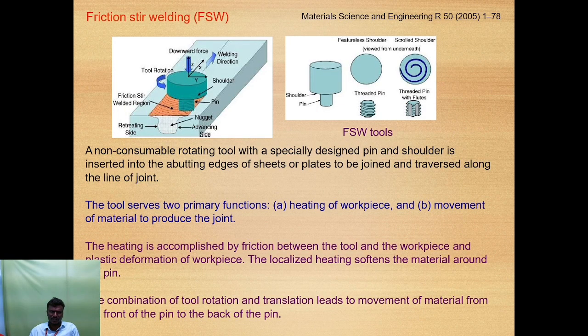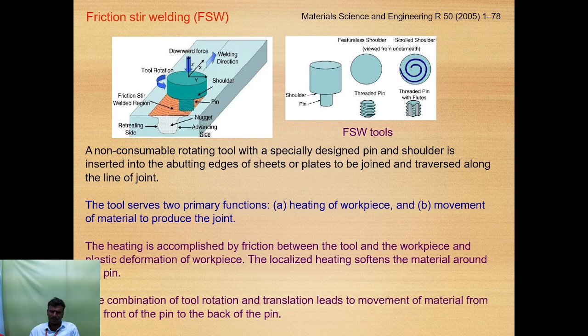Next welding is friction stir welding. In friction stir welding, a non-consumable rotating tool with a specifically designed pin and shoulder is inserted into the abutting edges of the sheets or plates to be joined and traversed along the line of the joint. The tool serves two primary functions. First one, heating up the workpiece. Second, moving of material to produce the joint.